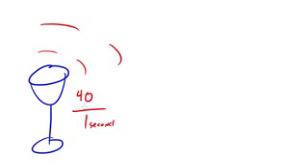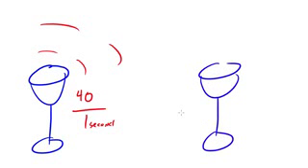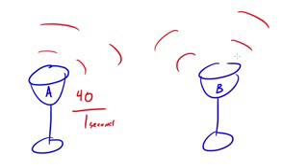So why did I say that? Well, I needed to show you what natural frequency is in order to describe resonance. Resonance is when you have two objects, and one object vibrating, we'll say wine glass A, causes another object to vibrate at its natural frequency.